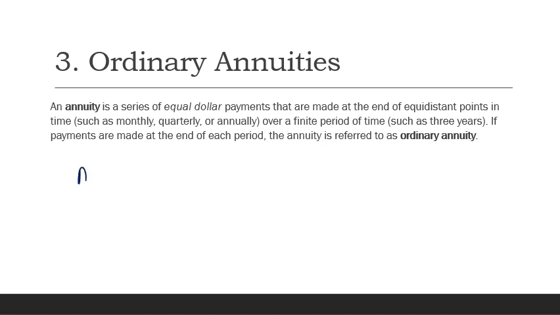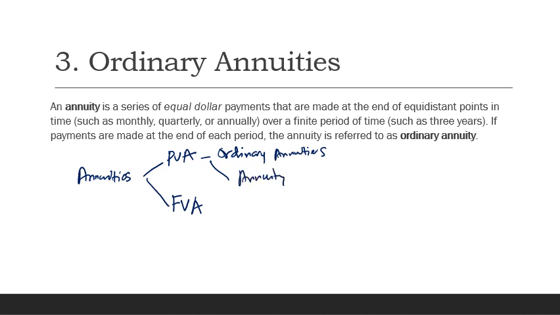It could be a present value annuity or a future value annuity, and it could be an ordinary annuity or an annuity due, same as this one.